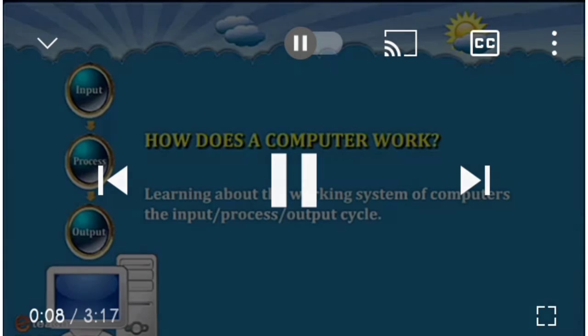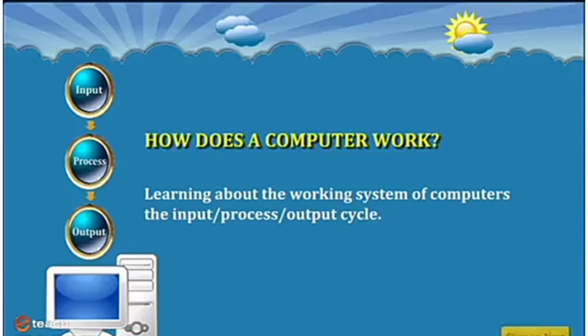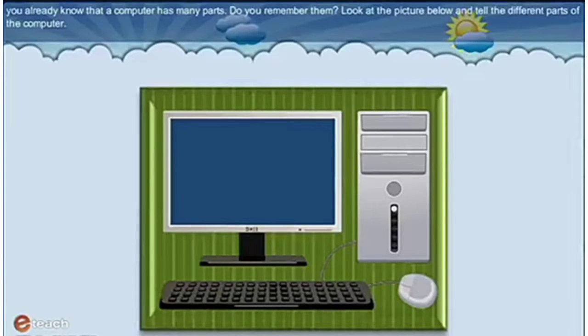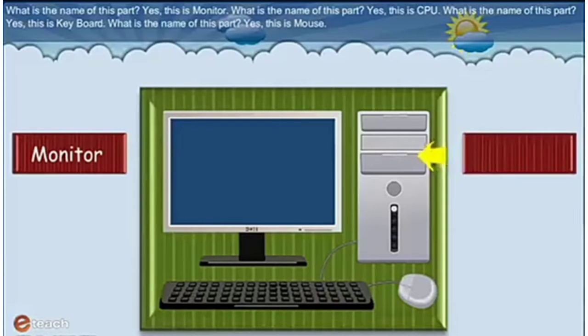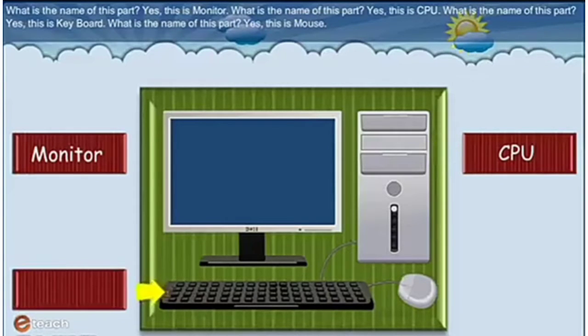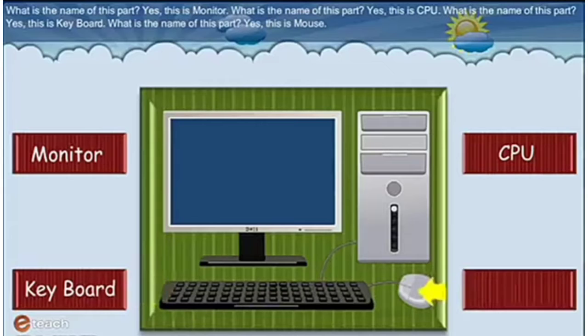Input process, output cycle. You already know that the computer has many parts. Do you remember them? Look at the picture below and tell the different part of the computer. What is the name of this part? Yes, this is monitor. What is the name of this part? Exactly, this is CPU. Now what is the name of this part? Yes, it is keyboard. What is the name of this part? Hey, yes, this is mouse.